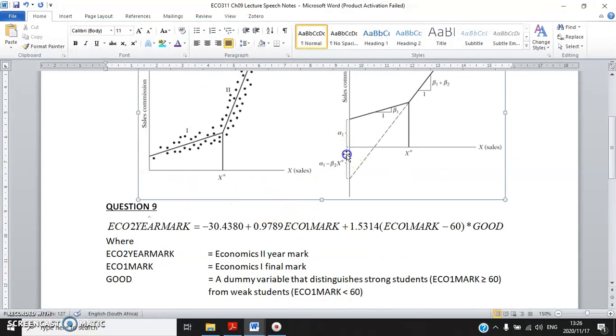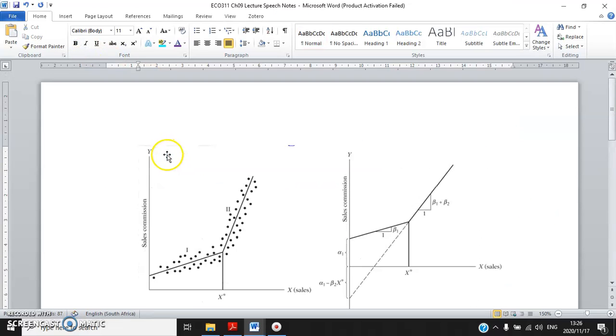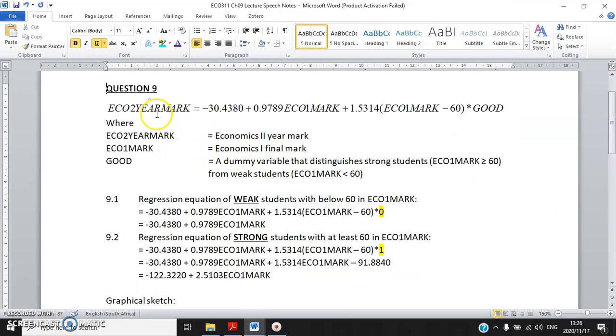Okay, so which is question 9. Second year mark is explained by first year's performance plus this slope and then bracket the ECO1 mark minus the threshold 60, times the good dummy. Okay, good student dummy. So the threshold x asterisk is 60. So this good dummy equals 1 if the ECO1 mark is at least 60. It means a good student. But for someone who is a weak student, it means the first year ECO mark is less than 60, then the good dummy equals 0.